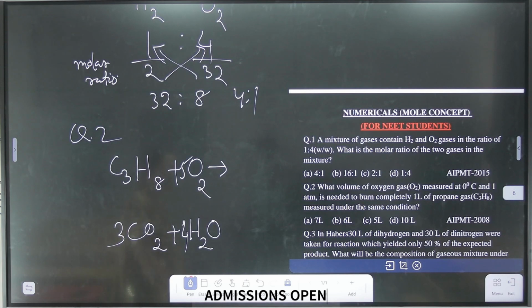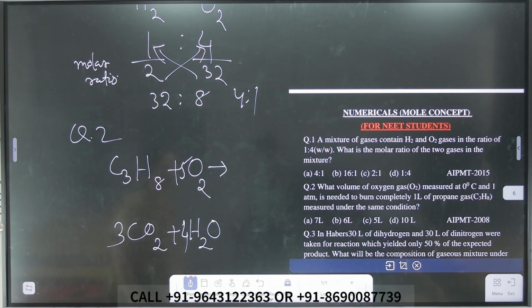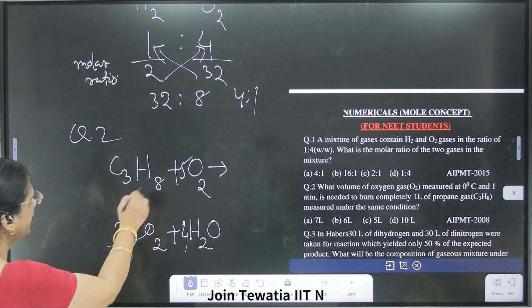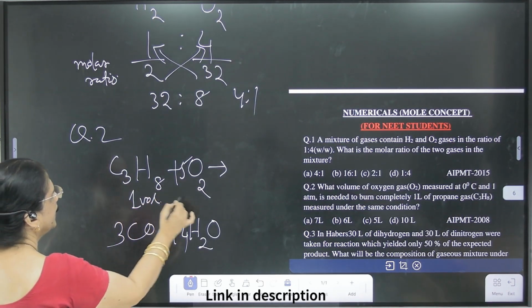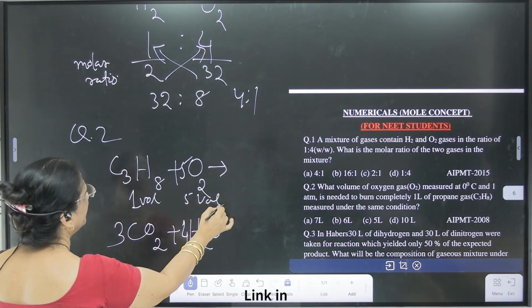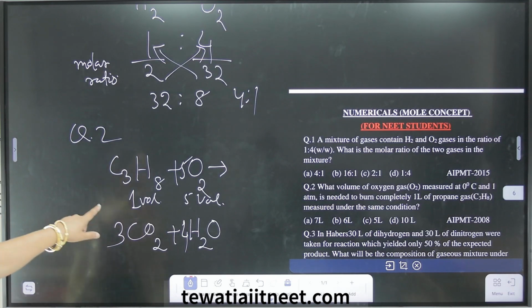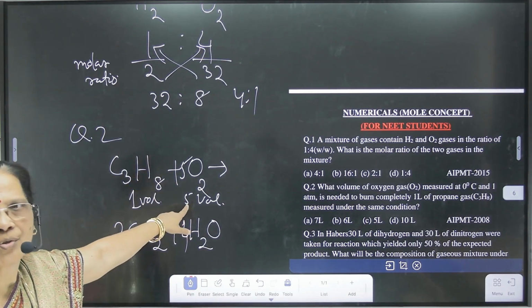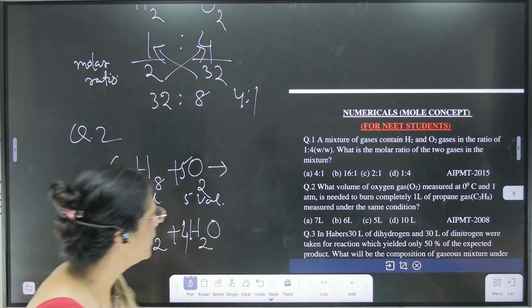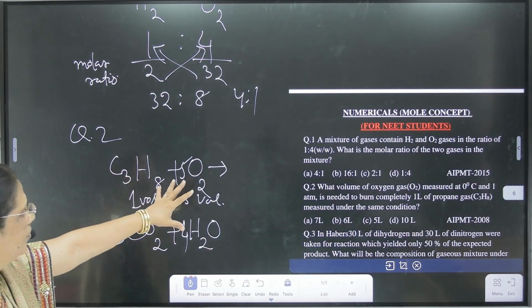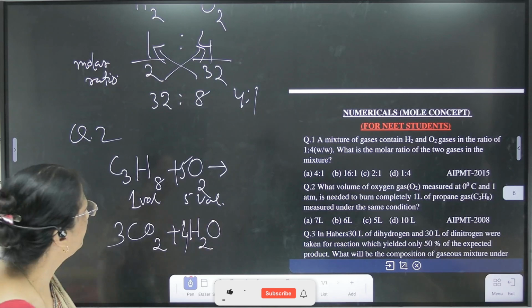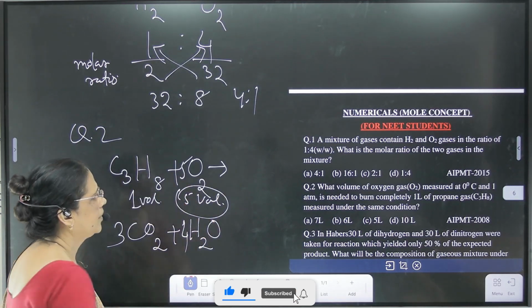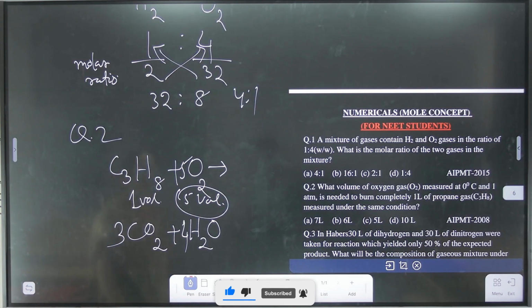The question is, what volume of oxygen measured at 0 degree centigrade and 1 atmospheric pressure is needed to burn completely 1 liter of propane? Now you see the equation itself shows 1 volume is equivalent to 5 volumes of oxygen. So if it is 1 liter, then obviously it will be equal to 5 liter. So the answer is C, 5 liter. In terms of mole volume, the ratio will be 1:5. So 5 liter of oxygen will be required for the complete combustion of 1 liter of propane.